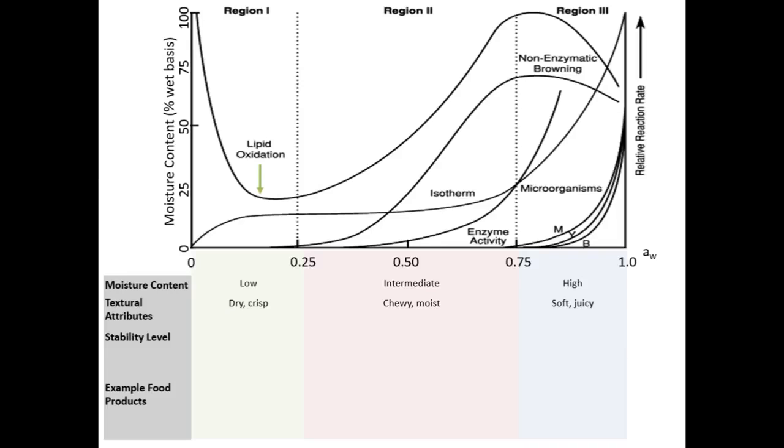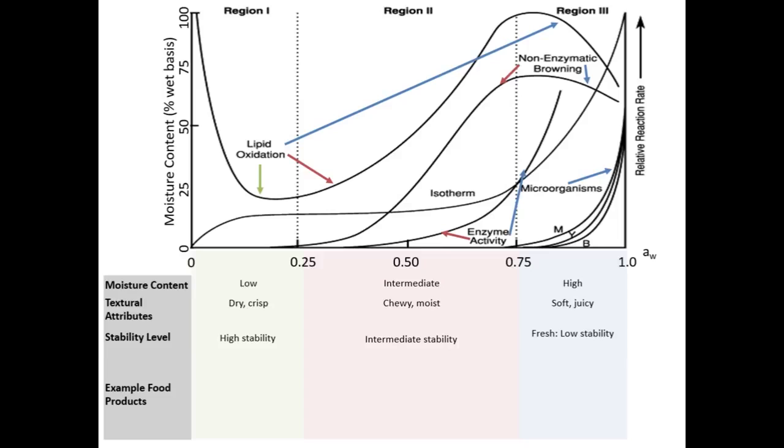In Region 2, lipid oxidation, non-enzymatic browning, and enzyme activity can occur to some extent, but microbial growth is still not a big concern. However, in Region 3, foods are susceptible to all factors discussed, including lipid oxidation, non-enzymatic browning, enzyme activity, and microbial growth. Consequently, foods in Region 1 have high stability, or long shelf lives, foods in Region 2 have intermediate stability, or intermediate shelf lives, and fresh foods in Region 3 have low stability, or short shelf lives.